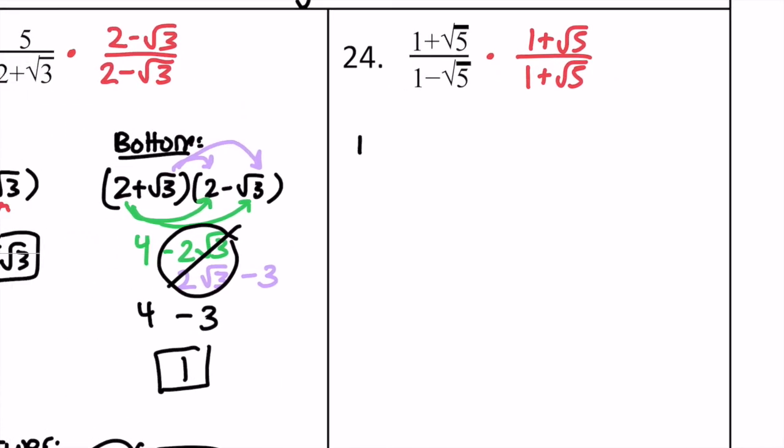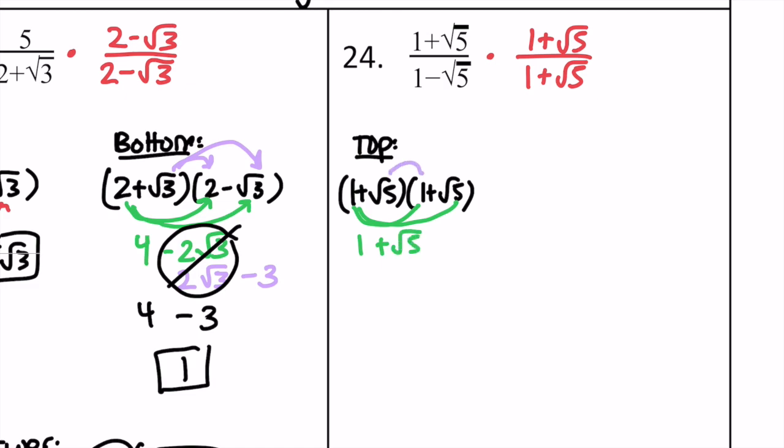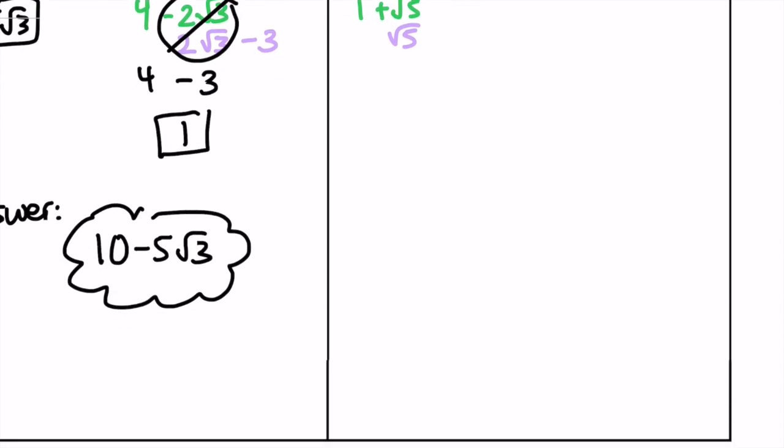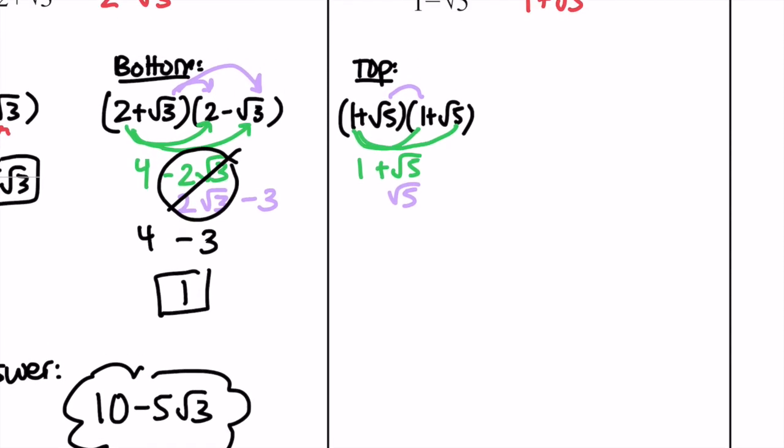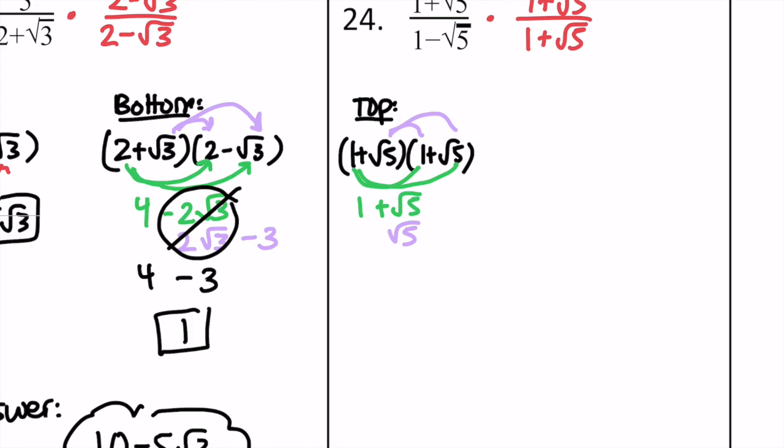So I have 1 plus the square root of 5 times 1 plus the square root of 5. I'm going to FOIL this. So I have 1 times 1 is 1. 1 times the square root of 5 is the square root of 5. The square root of 5 times 1 is the square root of 5. And then I have the square root of 5 times the square root of 5, which is 5. When I add this together, I have 1 plus 2 square roots of 5 plus 5. I collect my constants together. I have 6 plus 2 square roots of 5, and that's going to be my numerator.